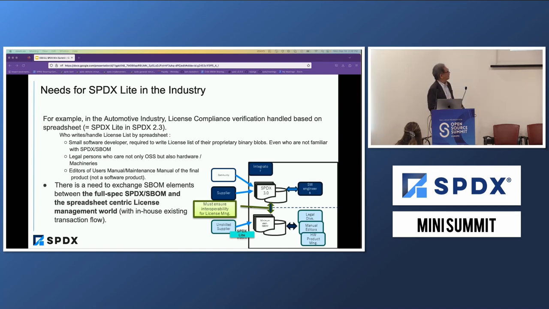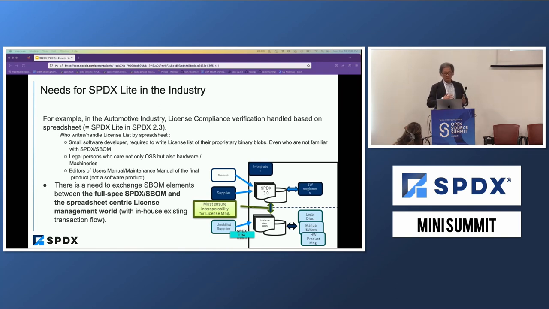So their requirement exists for interoperability for the existing license management scheme with the full spec SPDX 3.0.1.